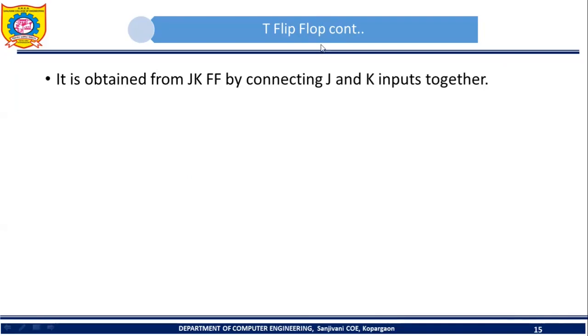Now how can a T flip-flop be implemented? A T flip-flop is obtained from a JK flip-flop by connecting the J and K inputs together. We have seen that a D flip-flop can also be obtained from a JK flip-flop. How do we obtain a D flip-flop from a JK flip-flop? For that we use an inverter between the inputs. Can we obtain a T flip-flop from JK? Yes, it is possible. For that, what you have to do is simply connect the J and K inputs together.